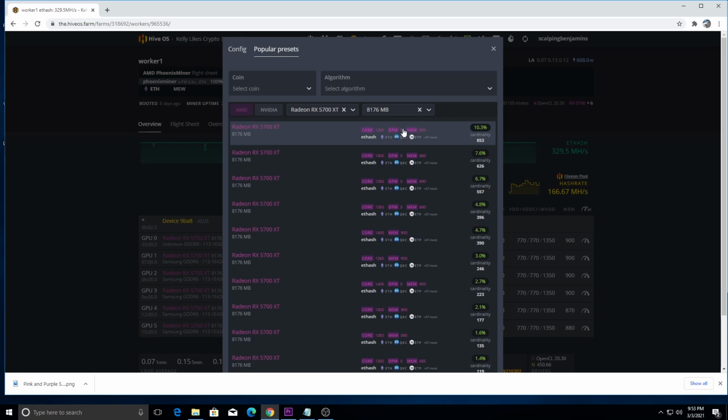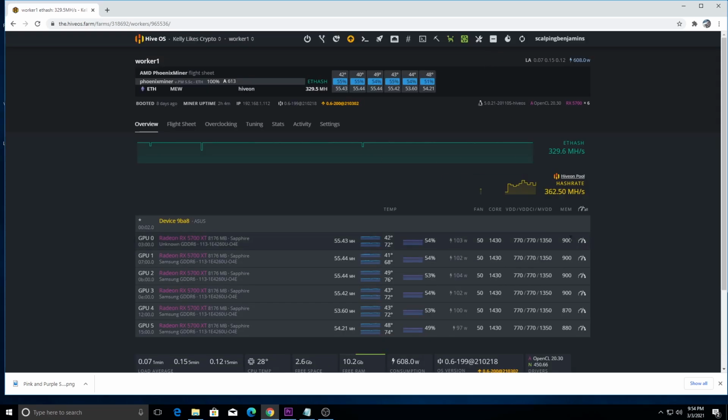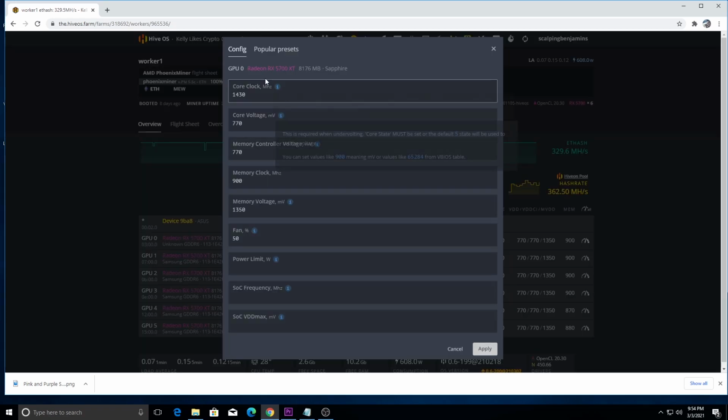The only thing I haven't really been playing with on this card is the DPM5. I have changed that on my NVIDIA cards. The most popular one is they're using memory 900, and they're using core 1350. So we're actually using more than that. We're using 1430 for the core. But yeah, that's for the Radeon RX 5700 XTs, 8 gigabyte cards. This setup really works well. This one right here is the one that really works well for me.